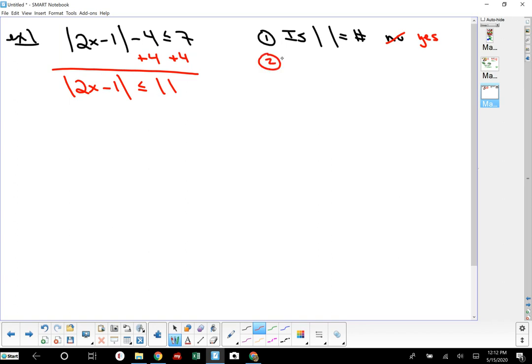Now question 2, is the number positive or 0?